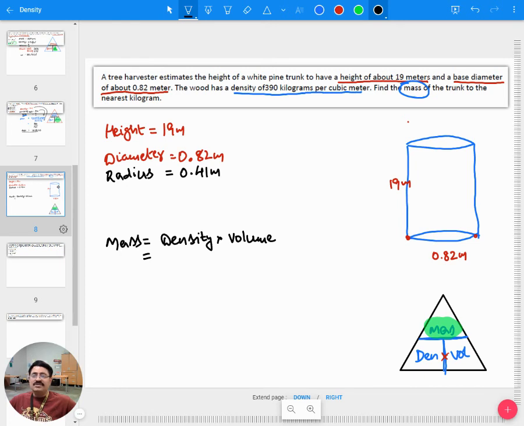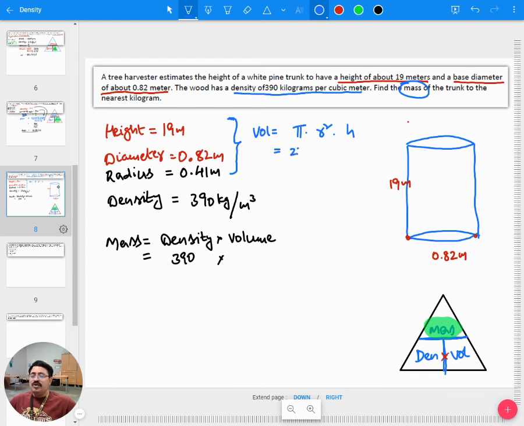So what is density? My bad, I forgot to write that information here. Density is given as 390 kilograms per cubic meter. And what is volume? Please notice that the dimensions of the tree trunk are given, but the volume is not given. This is in the shape of a cylinder. Therefore, what is the volume of a cylinder? I hope you remember that it is pi times radius square times h.